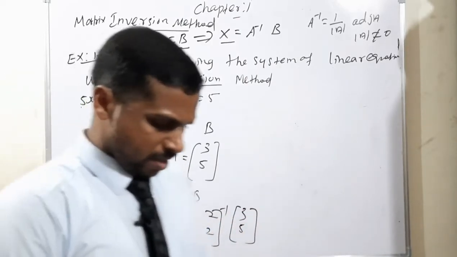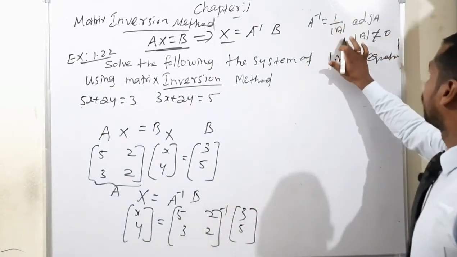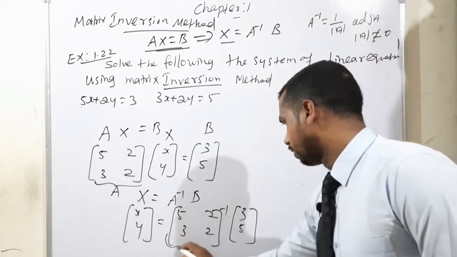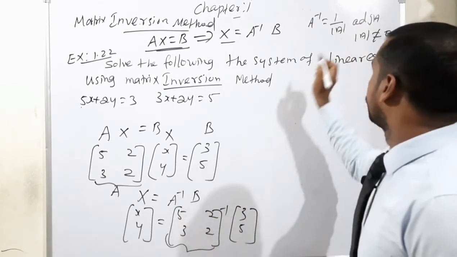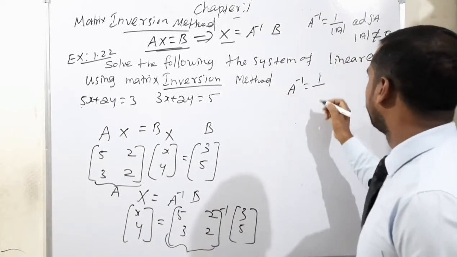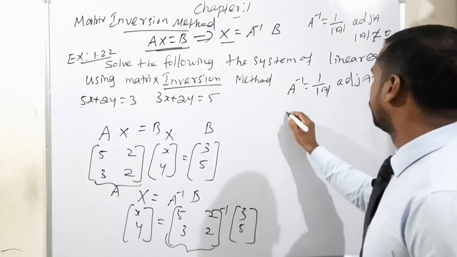Now how to find the inverse? 1 by determinant of A into adjoint of A. First we need to find the inverse of this term. So inverse of the term means A inverse, how to find it? 1 by determinant of A into adjoint of A. So how to find the determinant of A?